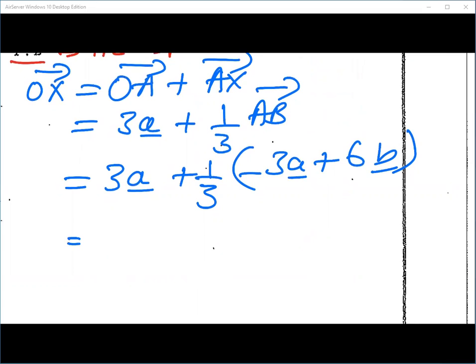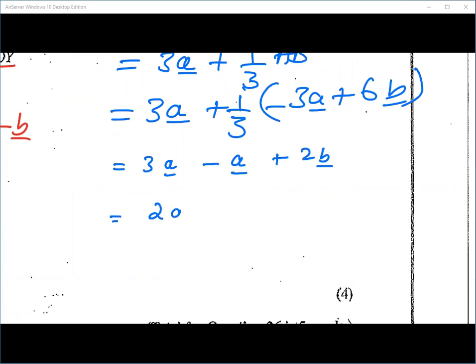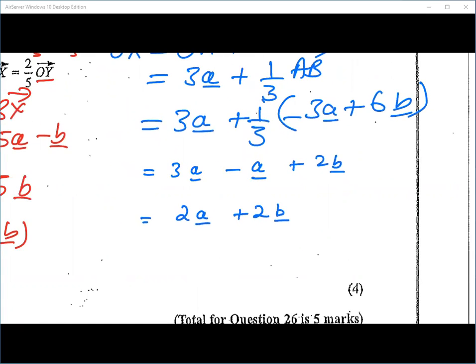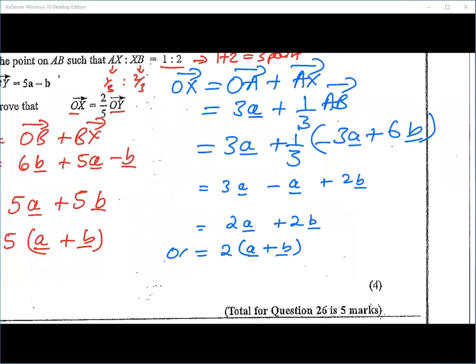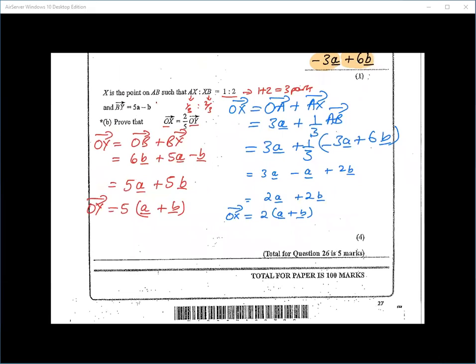3A plus a third times by minus 3A is just minus A, isn't it? Because the 3's cancel out, yeah? And plus then a third of 6B is plus 2B. Then it's 3A minus A, so 2A, plus 2B. So that gives you 2A plus 2B if you simplify the A's together. And if you factorize, what does it give you? 2 bracket A plus B.